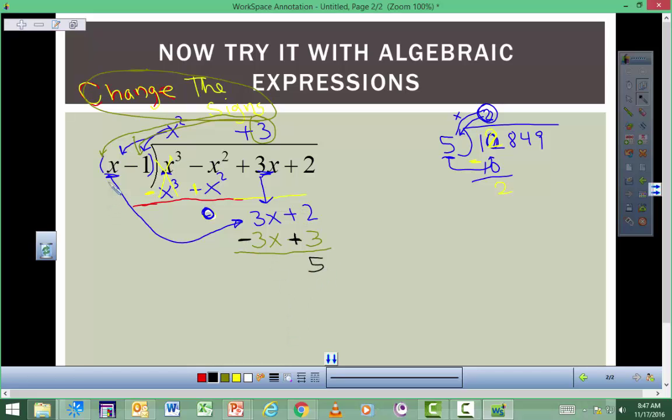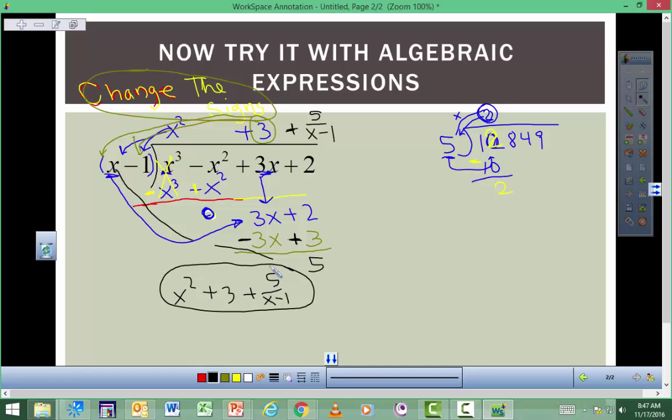Okay, and now you notice that x does not go into 5, right? And so this is where you have your remainder. And so what we're going to do is write a plus sign, and we're going to write this as 5 over x minus 1. So this looks a little bit messy here, but the quotient up here is x squared plus 3 plus 5 over x minus 1.